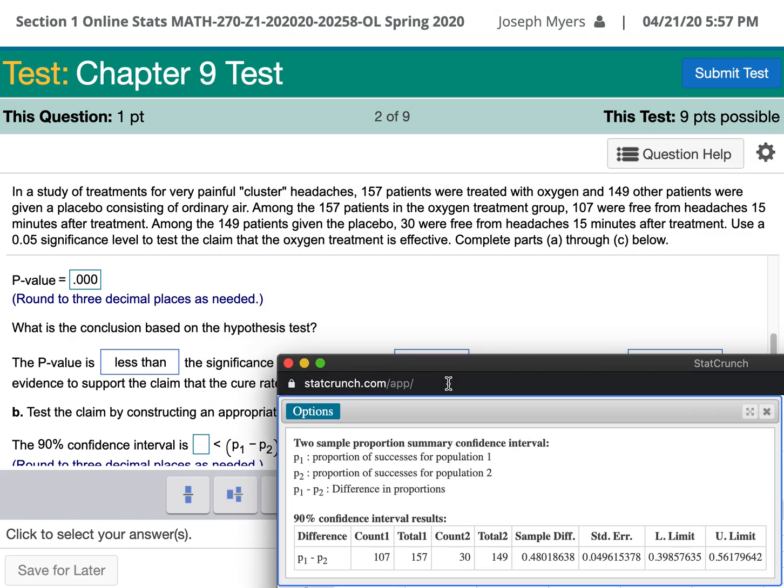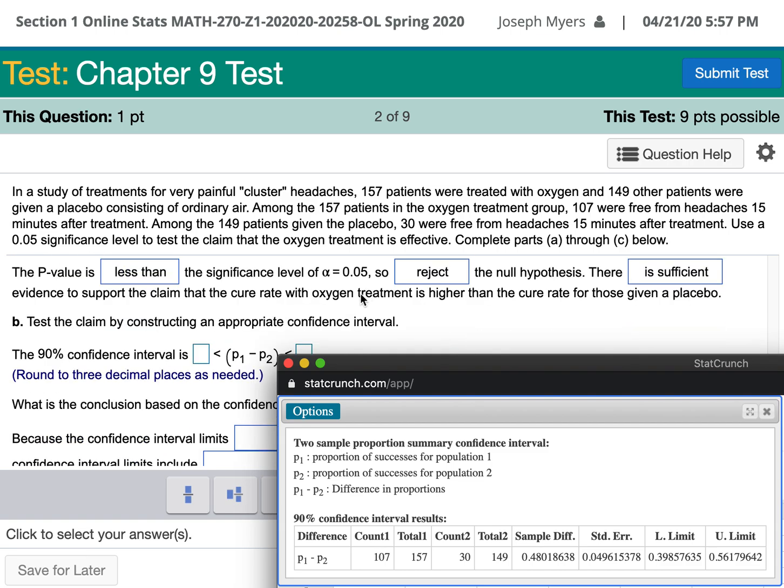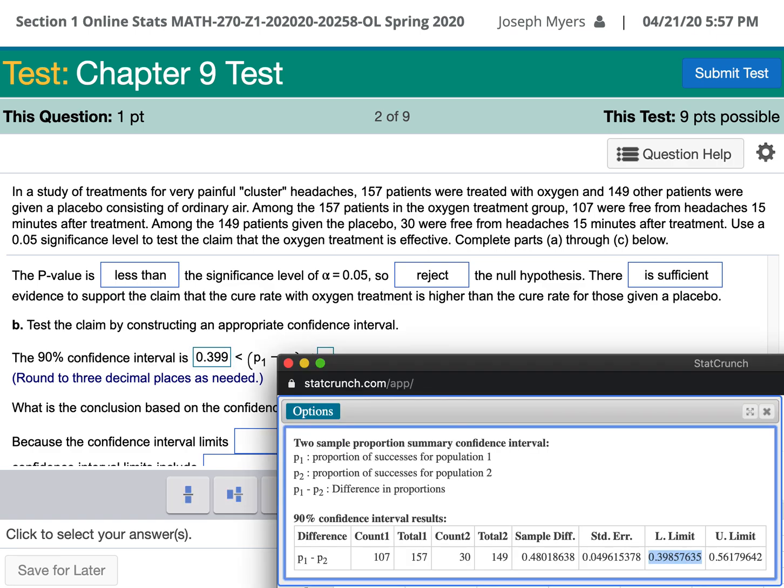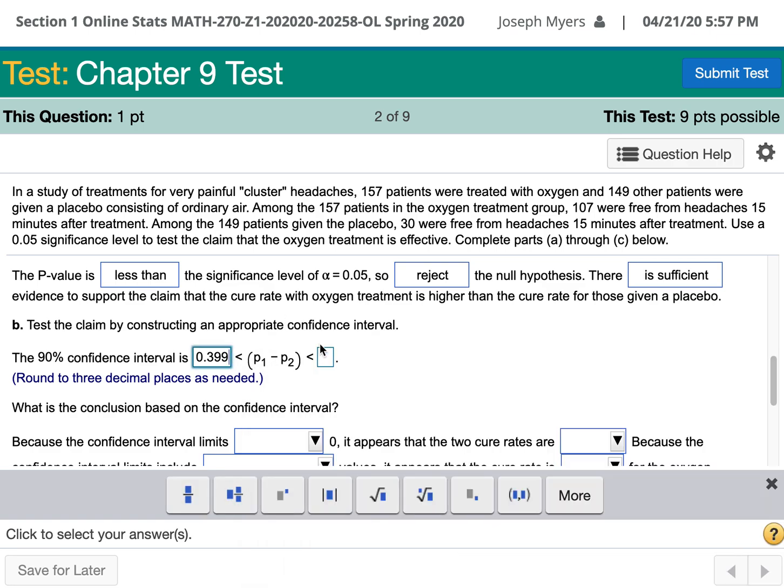And then we get the lower limit, rounded to 3 decimal places, would be 0.399. And then the upper limit, rounded off to 3 decimal places, would be 0.562.